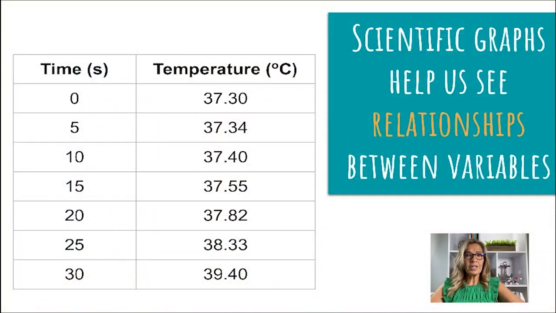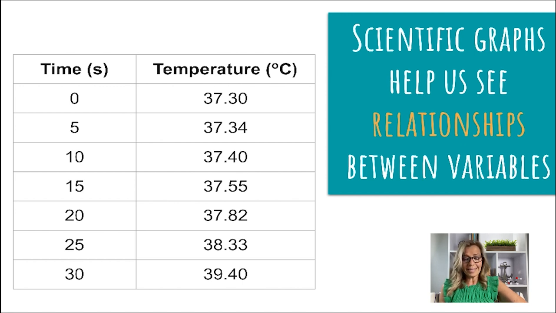So in chemistry, we're talking about relationships between variables. And I have a table here very much like you would collect in lab. I've got time versus temperature. So as you see, someone measured temperature every 5 seconds and recorded that. So how do we determine the relationship?